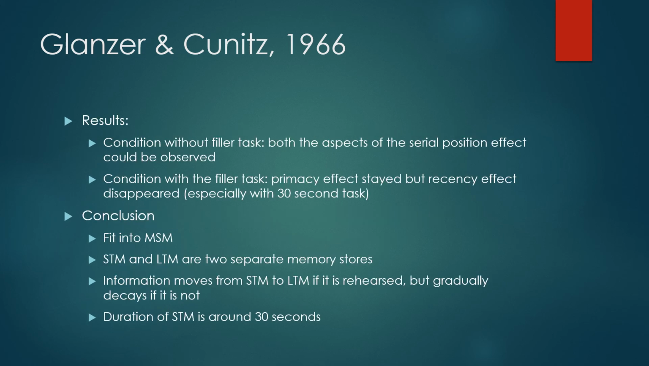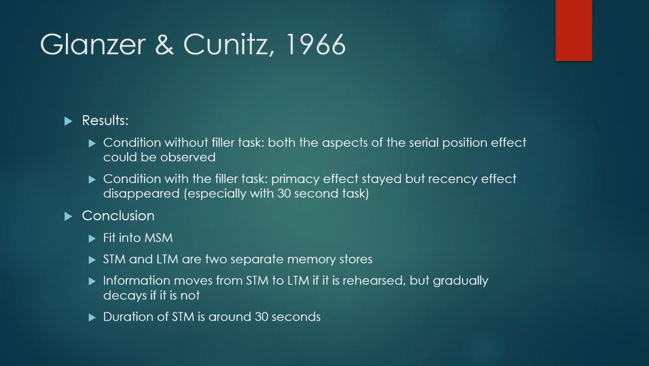So the results: in the condition without the filler task, both aspects of the serial position effect could be observed. They remembered the start of the list and the end of the list, not so much the middle. In the condition with the filler task, the primacy effect stayed, but the recency effect disappeared in this 30-second task. They remembered some of the items from the start of the list, probably because they were trying to repeat it over in their mind. Think about a list of items that you would be read. You're more likely to try and remember as much as possible, and so you keep repeating over and over in your mind the first 3 or 4 items.